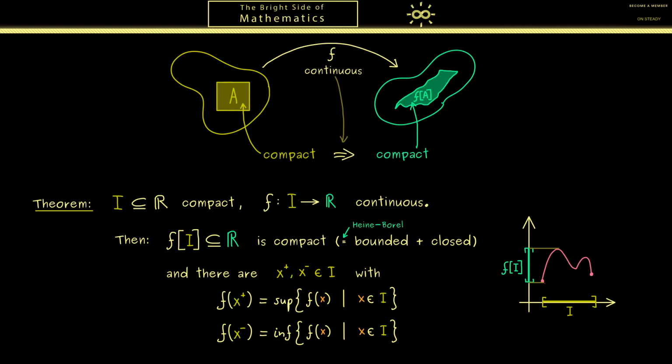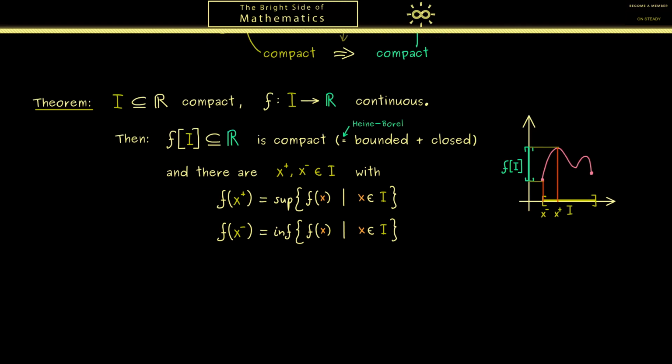Now for our example on the right hand side we find x minus here and x plus here. They don't need to lie on the boundary of I, and they also don't need to be unique. Of course, there could be different numbers that get the same value. Okay, now I think we are ready for the proof of this statement.